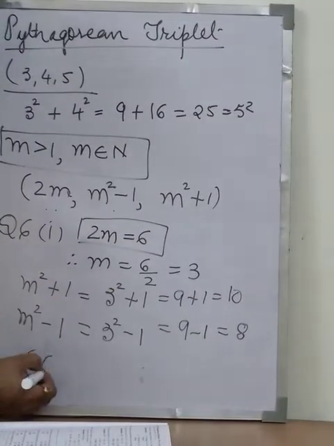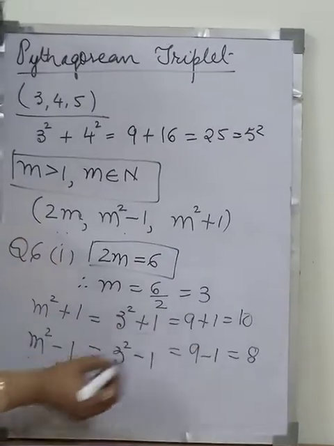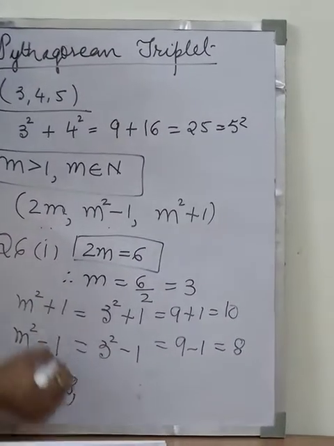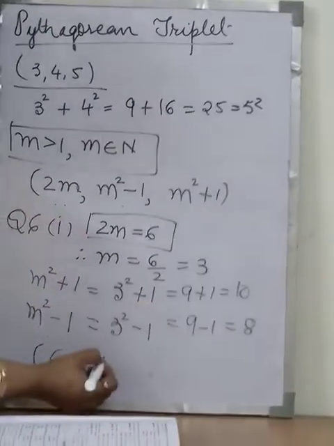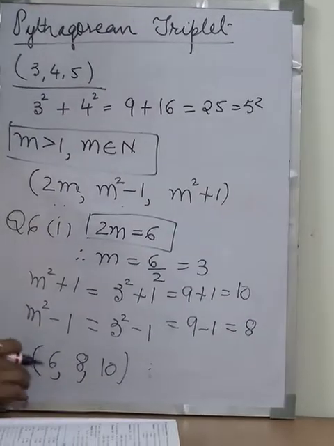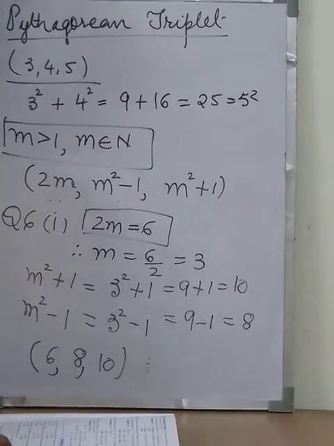So what is the Pythagorean triplet here? 2m, that is 6, comma, then m square minus 1, that is 8, and lastly we write m square plus 1, that is 10. So this is the Pythagorean triplet. We always write a triplet in a bracket.